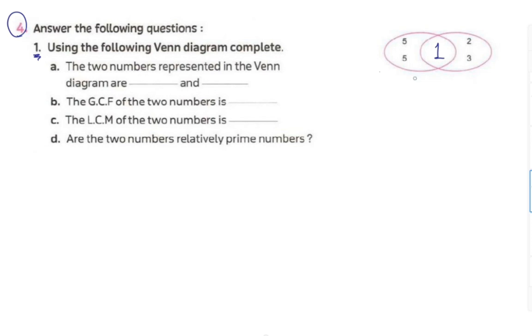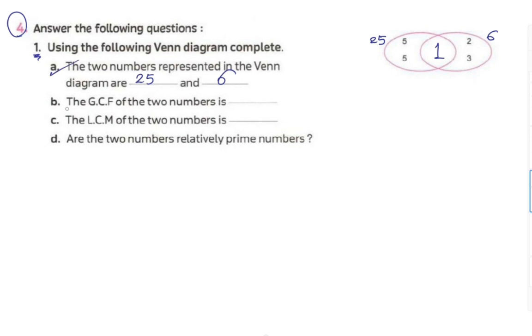Of course, each circle has a number. To find the number, just multiply all factors of this circle. 5 by 5 by 1, that means 5 by 5, 25. 1 by 2 by 3, that means 2 by 3, 6, 6 by 1 equals 6. So the two numbers are 25 and 6.